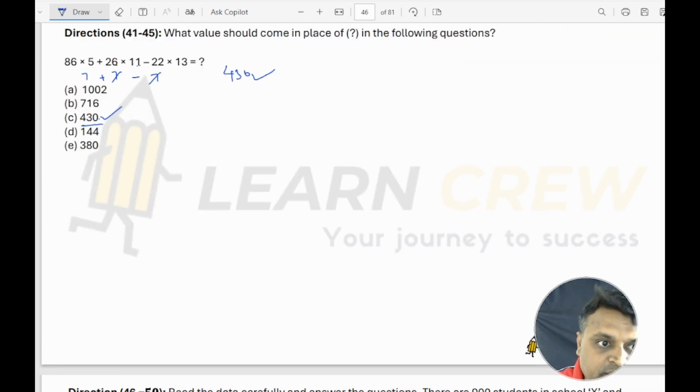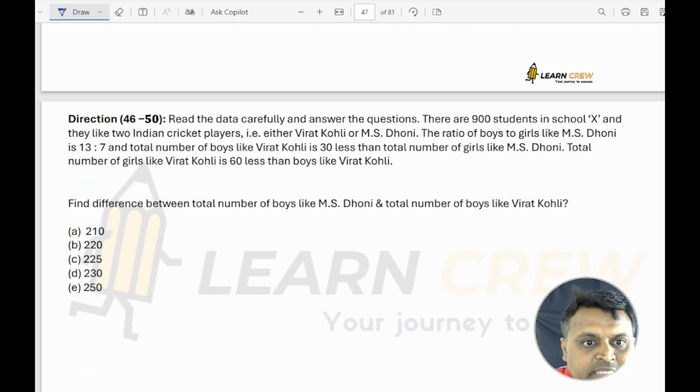Questions 46 to 50. Please see the data. There are 900 students in school X. They like two Indian cricket players, either Virat Kohli or MS Dhoni. The ratio of boys to girls who like MS Dhoni is 13:7. Boys liking Dhoni is 13x, girls liking Dhoni is 7x. This is in school X.